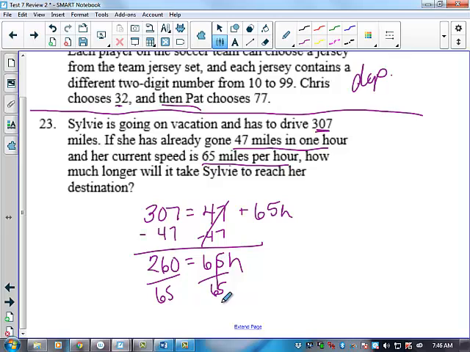And that's what it's looking for here because it says how much longer. If they had said how long in all or her total time, we would have had to add this already 1 hour. But that's not what it asks for. Okay?